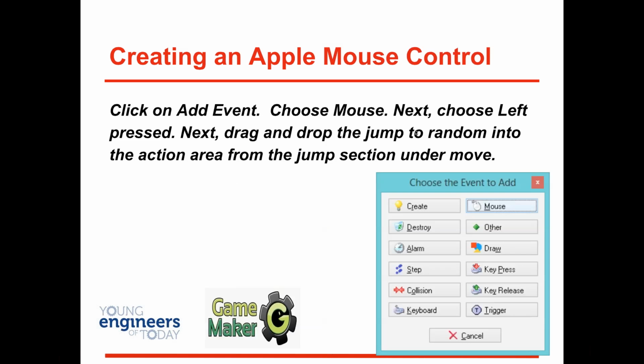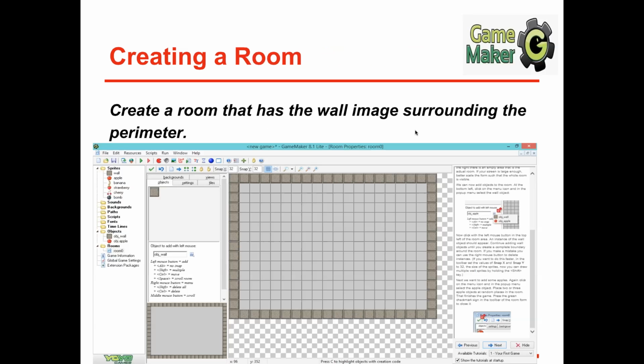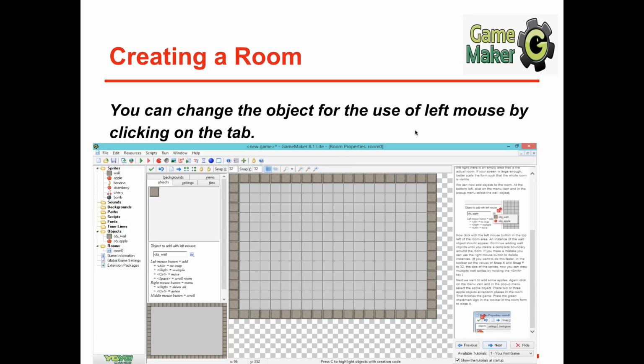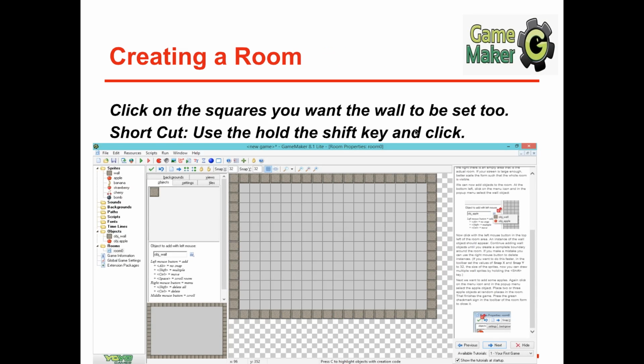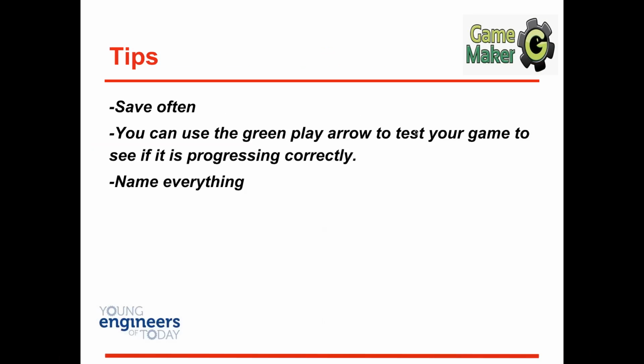Now, we went through and added our jump to random in the jump section under mouse movements. We also created a score for 50. We've created a room, and it should be 32 by 32 on the X and Y axes. We also learned how to drag and click with shift and click, or on a Mac, use the command button and click. Remember, you do the corners last. Please save often, ladies and gentlemen.